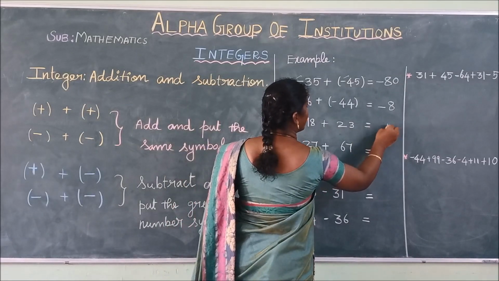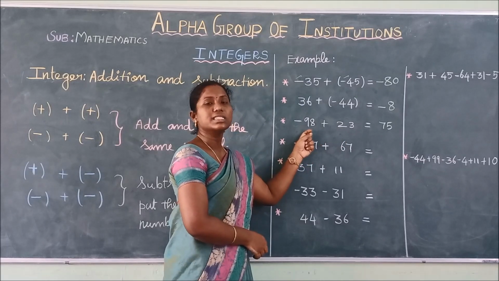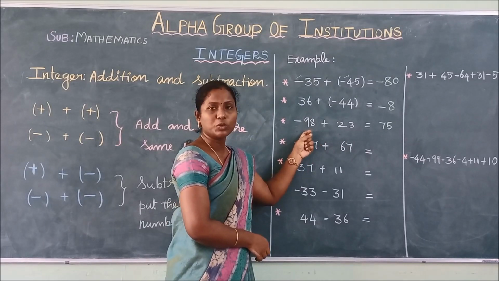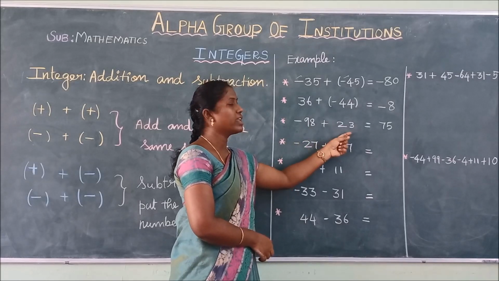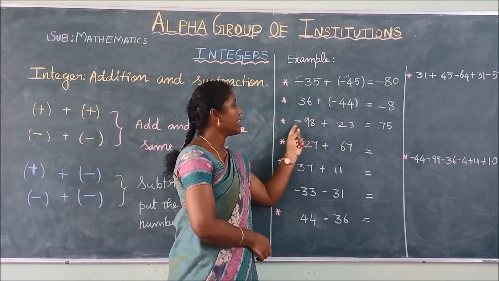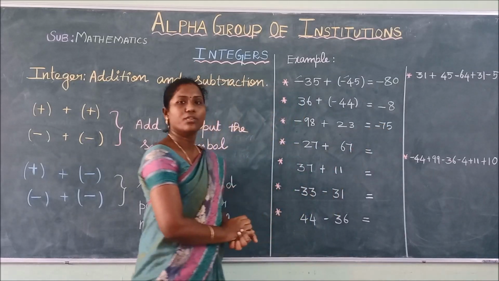It is 75. If I subtract 23 from 98, it is 75. What symbol do we have to put for the answer? The greater number's symbol. Which is the greater number here, 23 or 98? 98. 98 has the symbol minus. So the answer comes as minus 75.